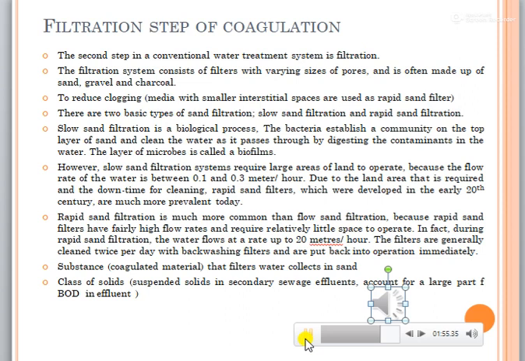and require little space to operate. In fact, during rapid sand filtration, the water flows at a rate of 20 meters per hour. The filters are generally cleaned twice per day by backwashing, and the filters are put back into operation immediately. A coagulant material that filters water collects in the sand. Suspended solids in secondary sewage effluent account for a large portion of biological oxygen demand in the effluent.